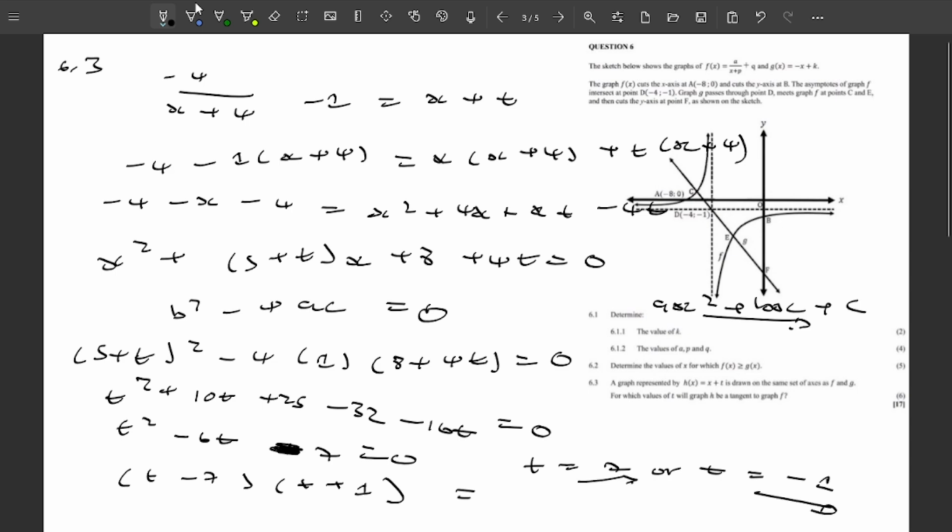So these are our values of t that we found, and from there I think I'm done with the functions for today.